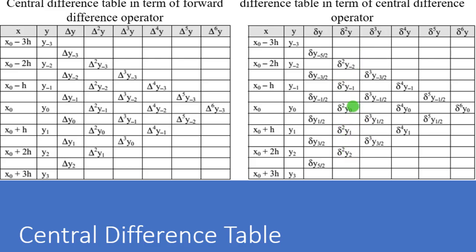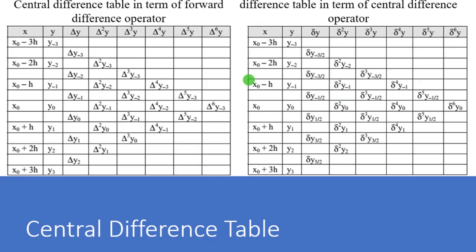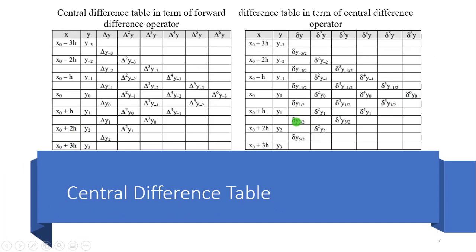If you want to obtain this central difference operator, you can add 1 by 2 and minus 1 by 2, you will get 0. Similarly if you want to get this fourth order difference, you will add minus 1 by 2 and minus 3 by 2 and then divide by 2, you will get minus 1. So this table can be constructed in the same way.